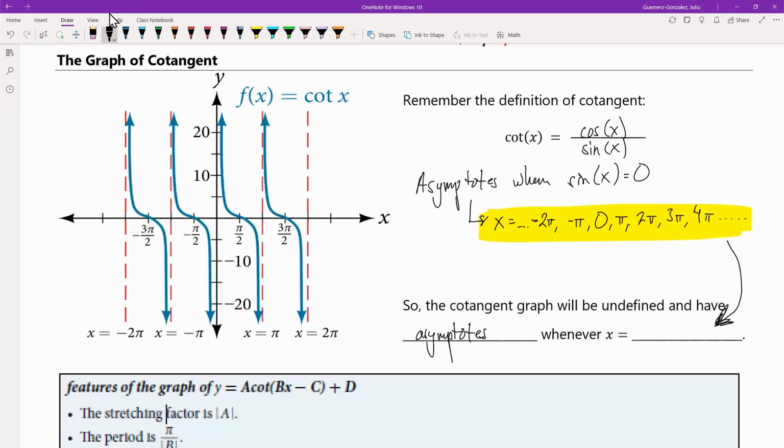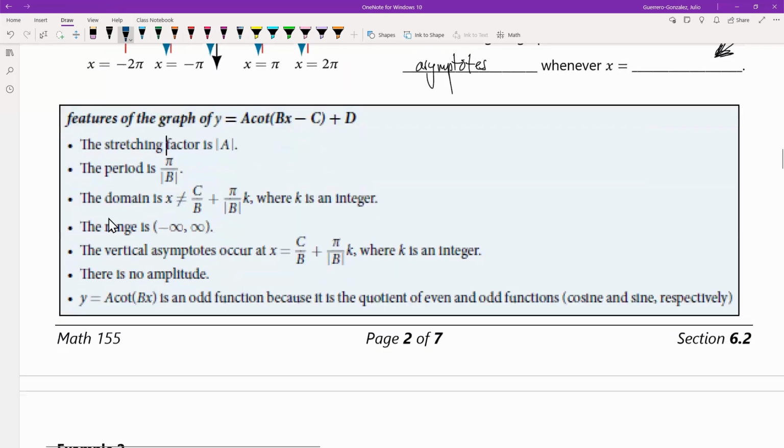It's the same general shape, except for cotangent we flip it. Hopefully you guys see tangent did this. It went whoosh like that. Cotangent goes the other way. It starts up high and then drops down low. Cotangent has the same big, huge box of information, and lo and behold, there it is. The list of asymptotes for cotangent are right there.